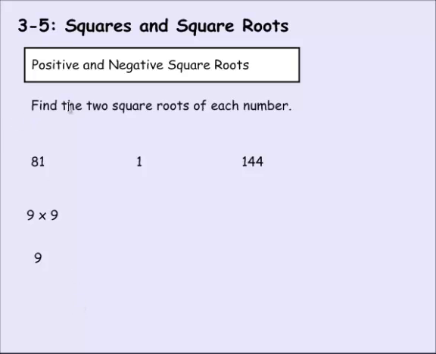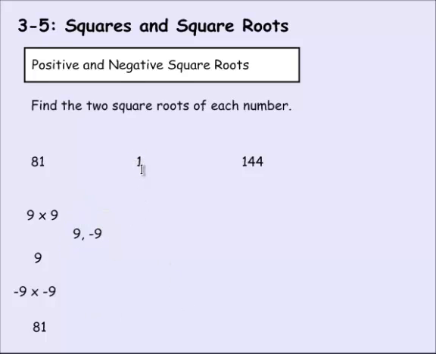But it also says find two square roots, and what I mean by that is we need to find a positive and a negative square root. So think about it this way. What if you have negative 9 times negative 9? A negative and a negative would make a positive 81. Negative 9 must be a square root as well of 81. So your two square roots would be positive 9 and negative 9.